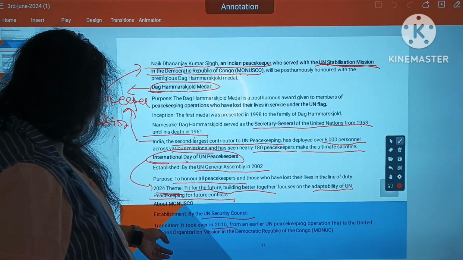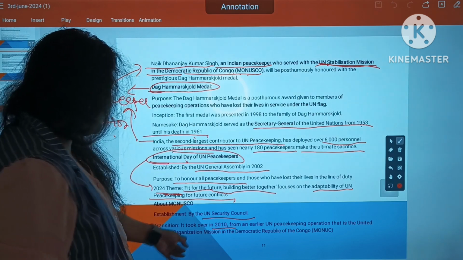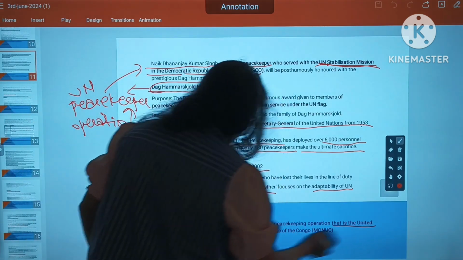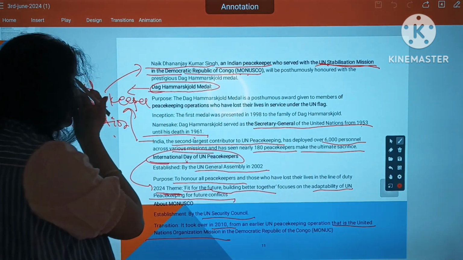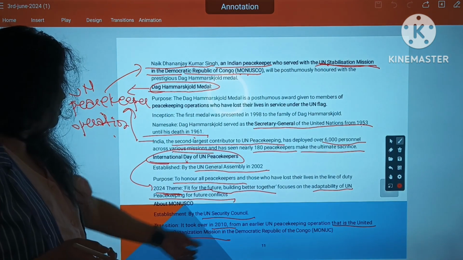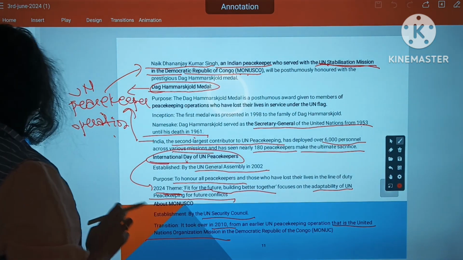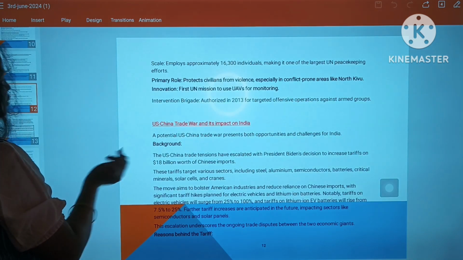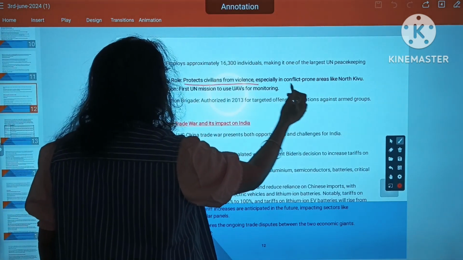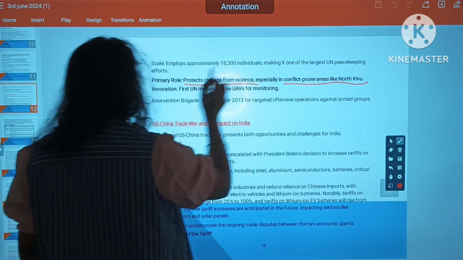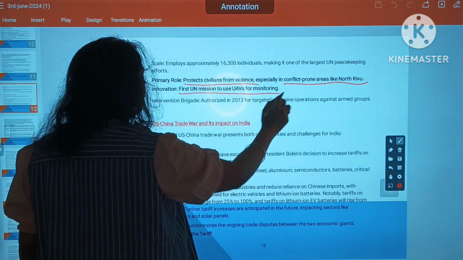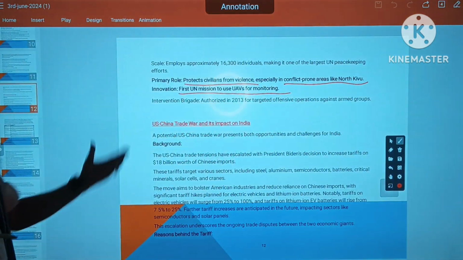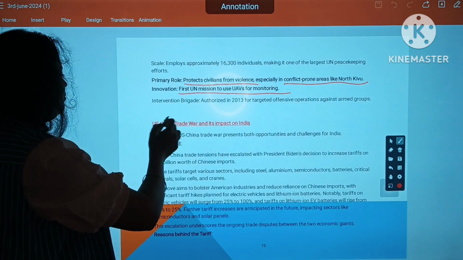In the United Nations Organization mission in the Republic of Congo, what is the purpose of the mission? It is to protect civilians from violence, especially in conflict areas like North Kivu. It was the first UN mission to use UAVs for monitoring.